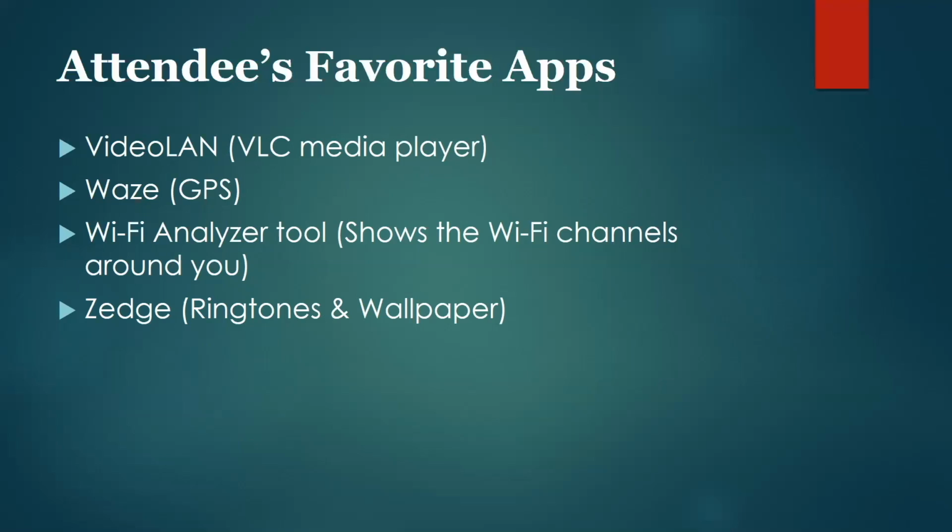Now to get to these, just type into the Play Store the name of these particular applications, and it will bring up the screen where you can download them. For the most part, these are free. But if you want to get the premium versions, you may have to pay $1 or $2 for them.